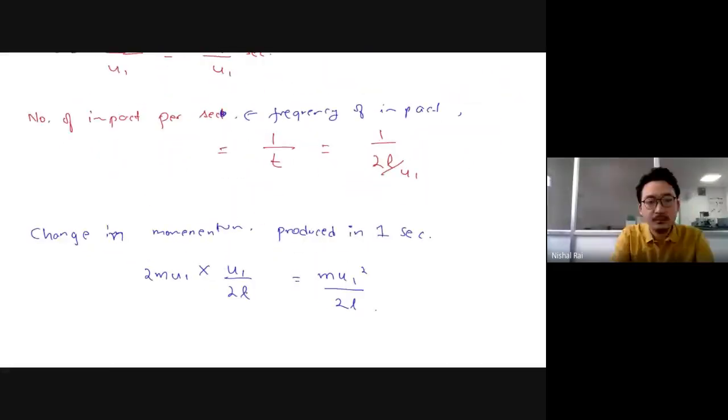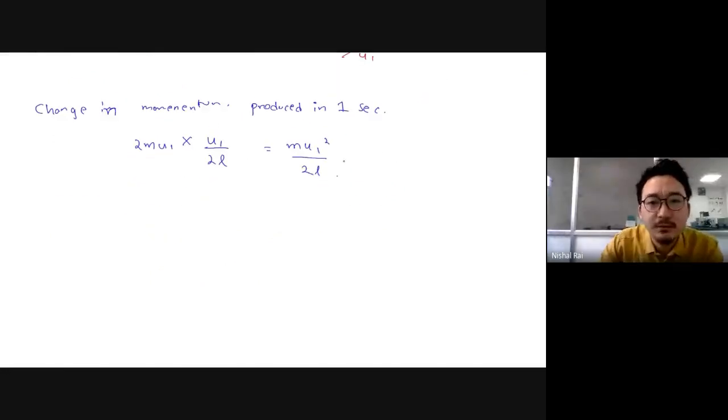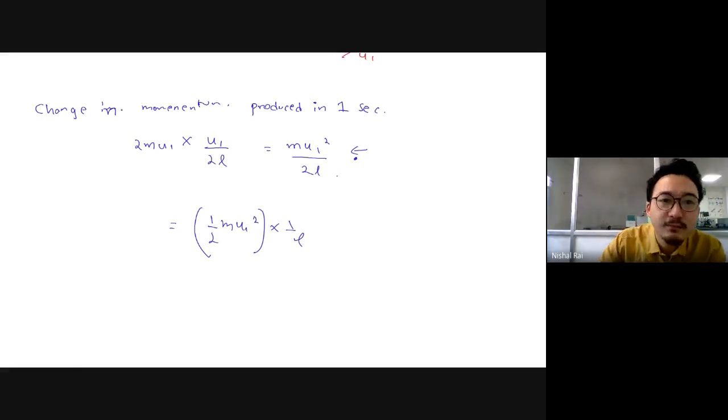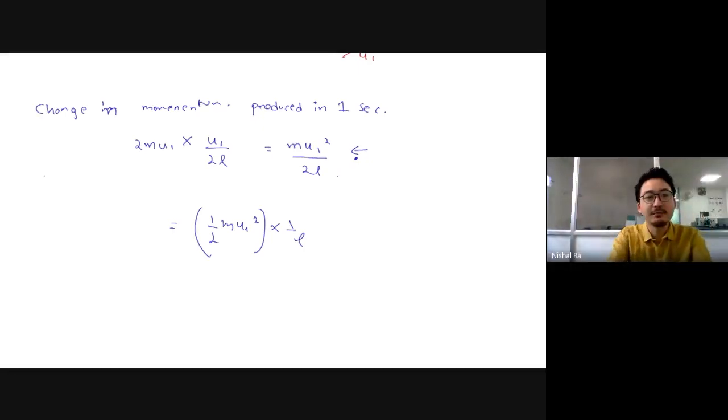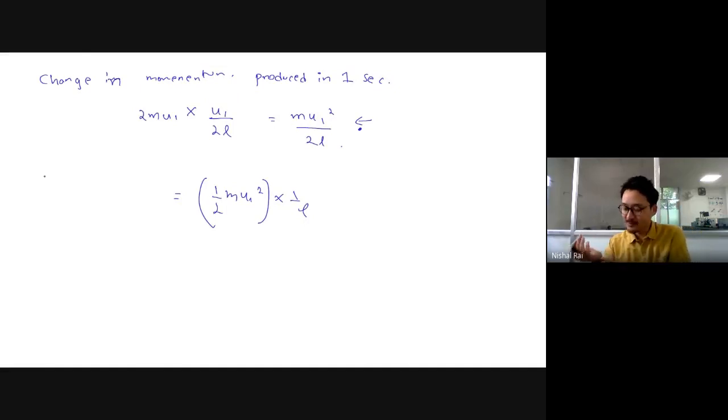Now if you check this, do you see something? mv square, have you seen it somewhere? Half mv square. If I slightly write this in this form, if I take this out, m u1 square into 1 by L, what does this look like? What is the rate of change of momentum? Half mv squared is kinetic energy. Change in momentum per time is force. Do you remember?